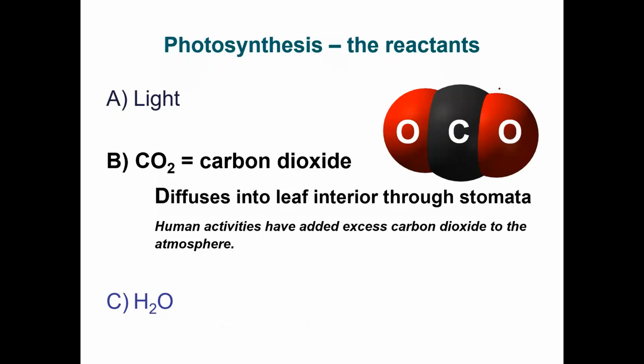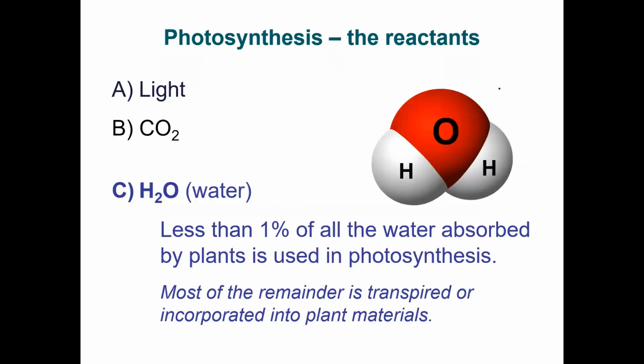So the second reactant is carbon dioxide. Hopefully, like I said, carbon dioxide comes from respiration, also from burning fossil fuels. And so there's usually plenty of that in the atmosphere for plants. And lastly is water. The very little water a plant actually drinks is used for photosynthesis. But it's obviously essential. And why is it essential?